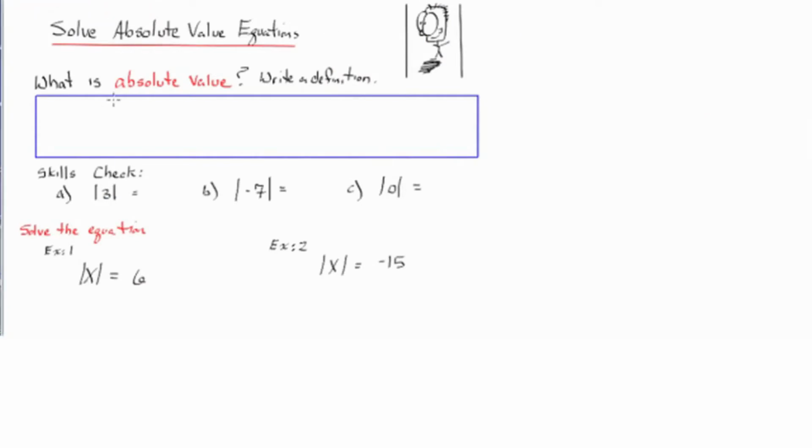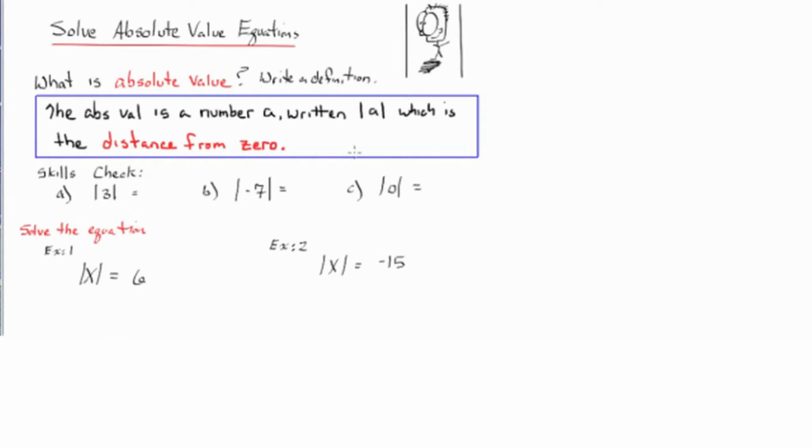Okay, so we're talking about solving absolute value equations. What is the absolute value? The absolute value is a number we can call A, written as the absolute value of A. We have those parallel symbols on the sides, which is the distance from 0. It's always going to be greater than or equal to 0.